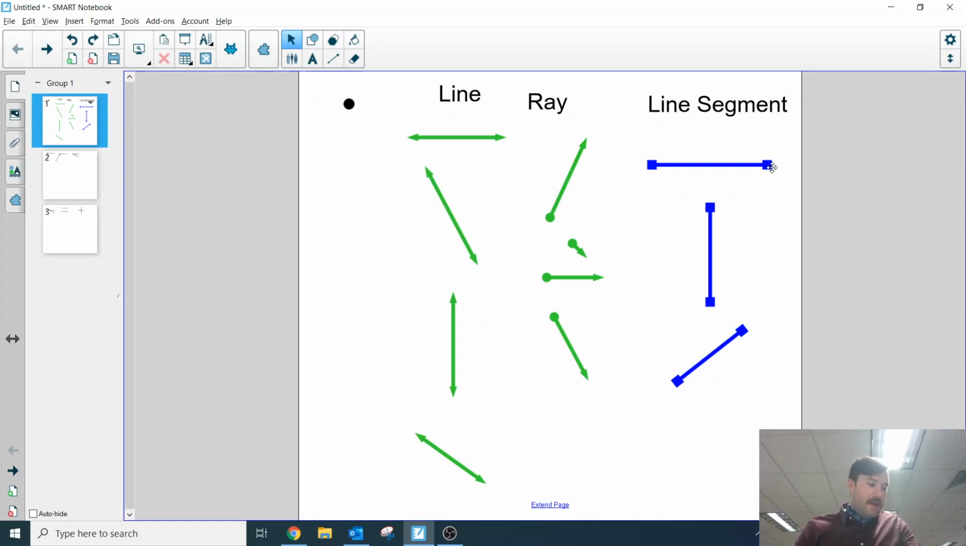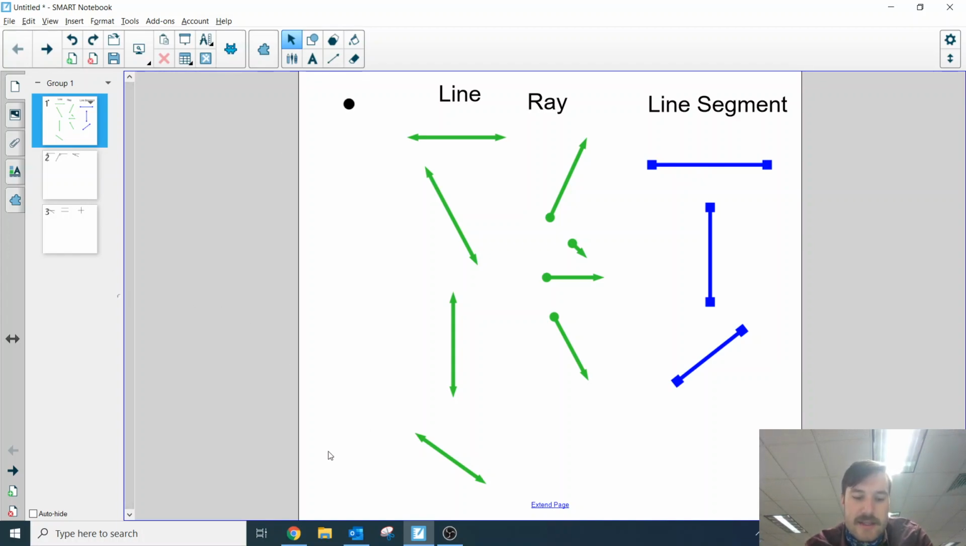And next week we're going to talk about how we refer to line segments and rays and lines and such. But for right now, there are three types of lines. Lines, which go on forever in both directions. Rays, they go on forever in one direction. And line segments, they have a start point and an end point, and they don't go on forever. They are just a specific part of a line.